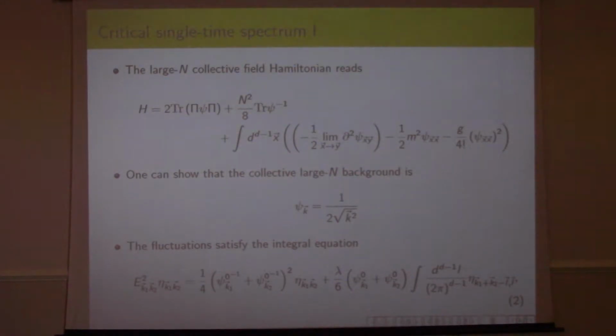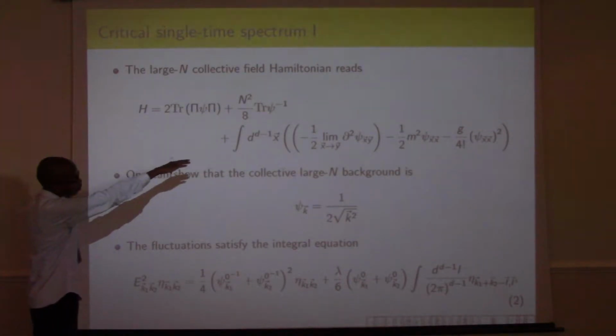Now, just to be precise, the bilocals can depend on the same time. If they depend on the same time, I will call those single-time bilocals, and if they depend on two different times, then I will call those two-time. So I first look at the case when the times are the same. This is the collective Hamiltonian. You write it like that.